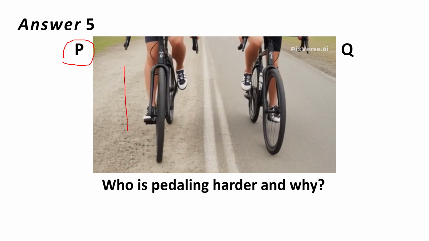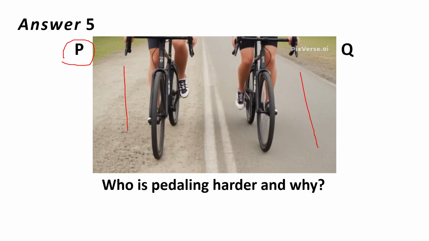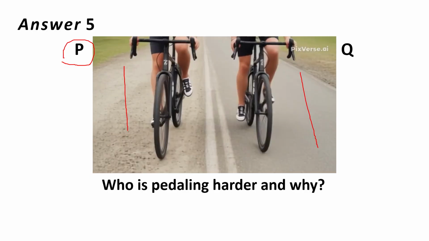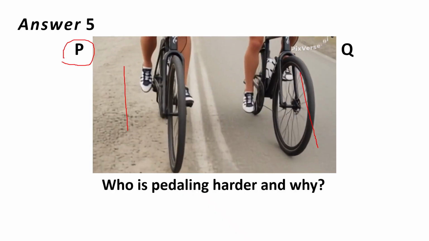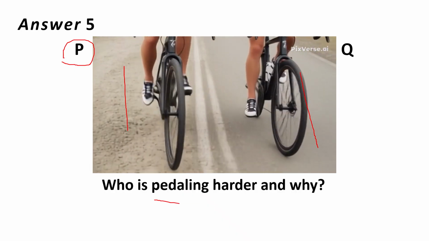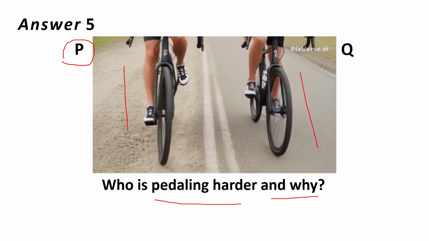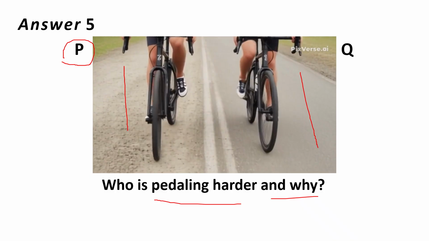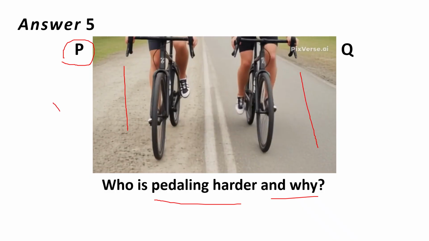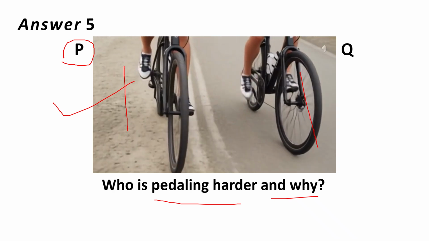For Q, the path is smooth. For P, the path is rough. A rough surface means more friction. So P is pedaling harder because the road is rough, and rough means greater friction. That's number 5. Next, number 6.